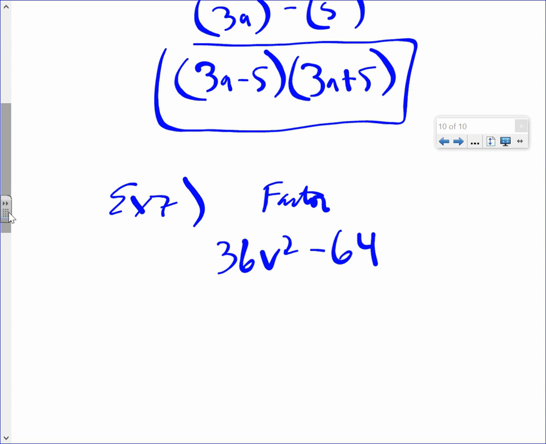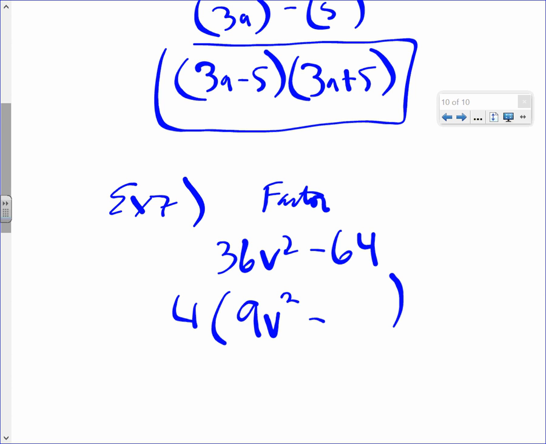Would 4 fit into 64 and 36? Yeah, it does. Let's see. 4 fits into 36 how many times? 9. Exactly. So look, we can do GCF here. Let's take out a 4. And so I'll have 9b squared minus 16, since 16 times 4 is 64. Look what I got, ladies and gents. I took out a GCF.